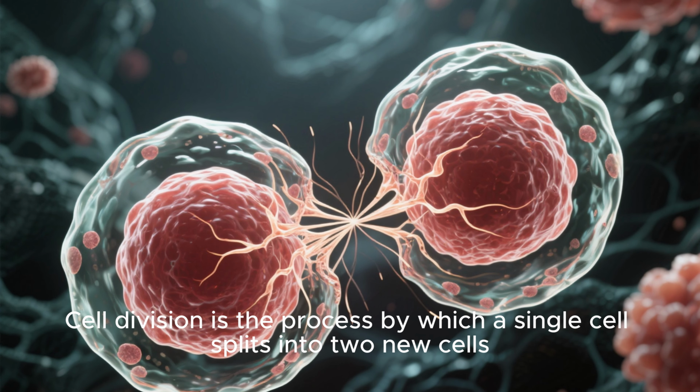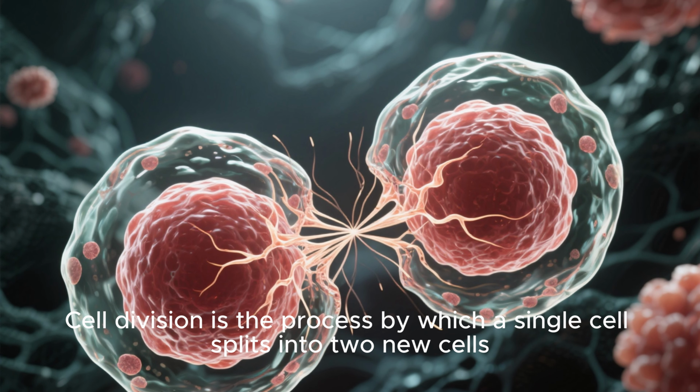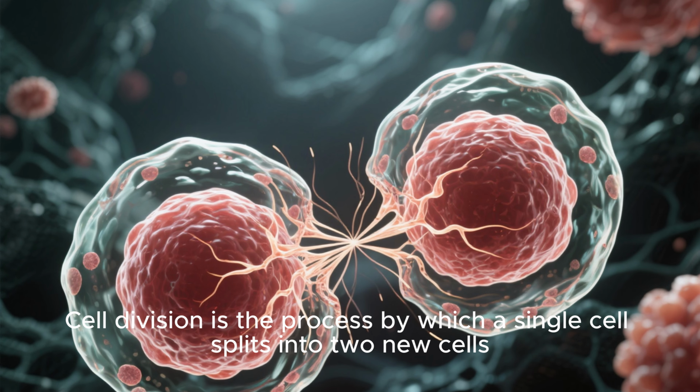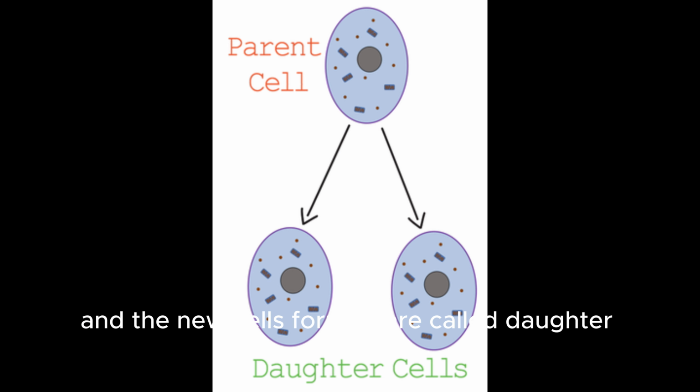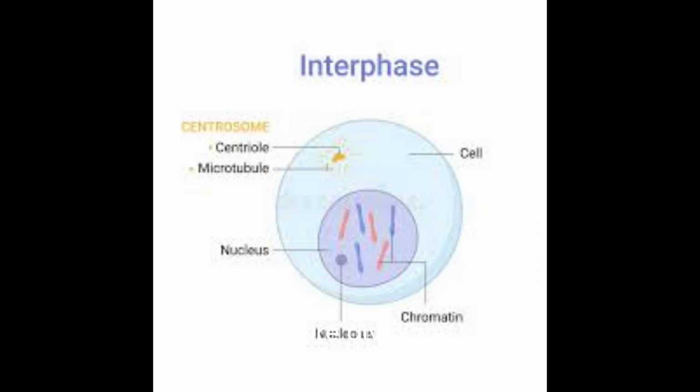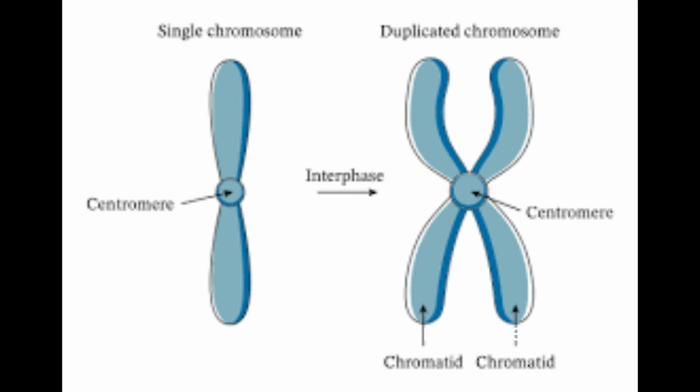Cell division is the process by which a single cell splits into two new cells. The original cell is called the parent cell, and the new cells formed are called daughter cells. Before dividing, the parent cell goes through a preparation phase called interphase. In this phase, the chromosomes, which carry genetic information, make copies of themselves. So, each chromosome is made of two identical parts, called chromatids.